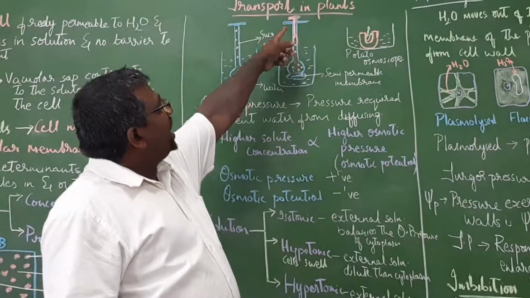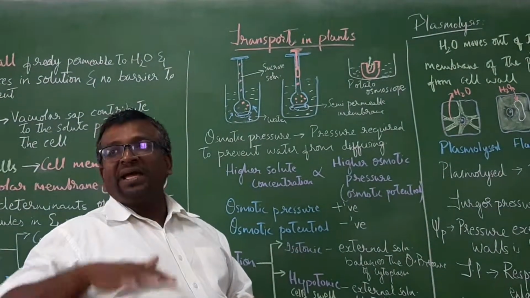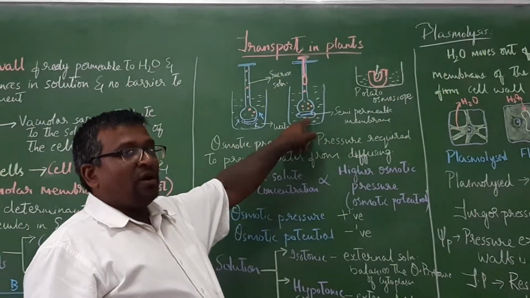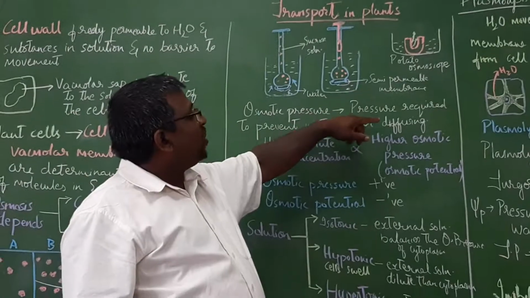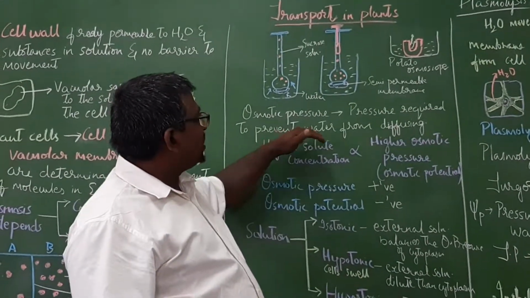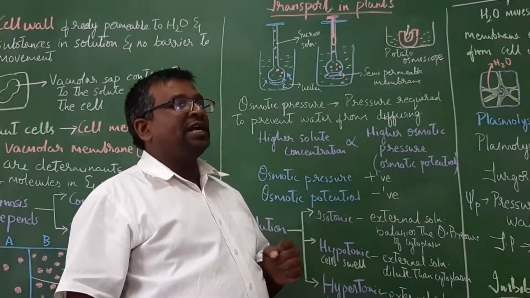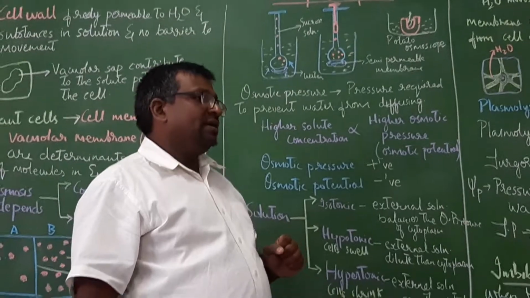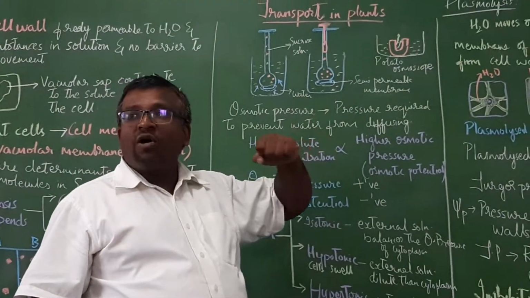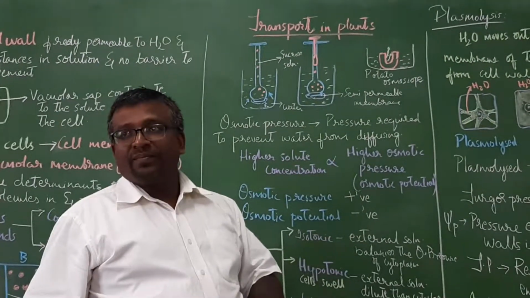For that, they are going to apply pressure using a piston. The pressure required to prevent osmosis from happening, we call that pressure as osmotic pressure. Pressure required to prevent water from diffusing or osmosis from happening, what do you call that pressure as? Osmotic pressure. So in the second Thistle funnel experiment, we are preventing osmosis or diffusion of water by applying pressure.